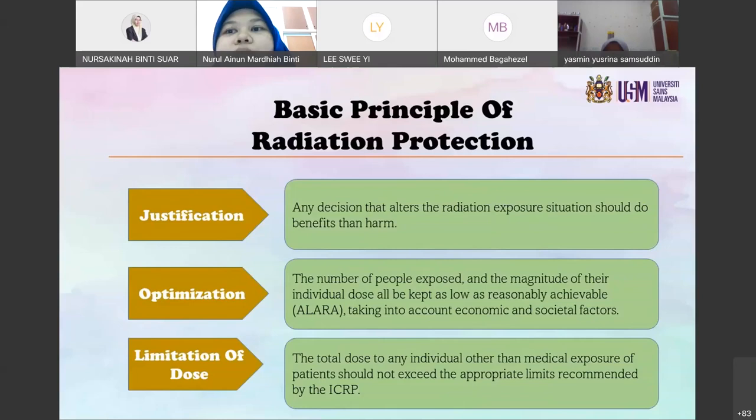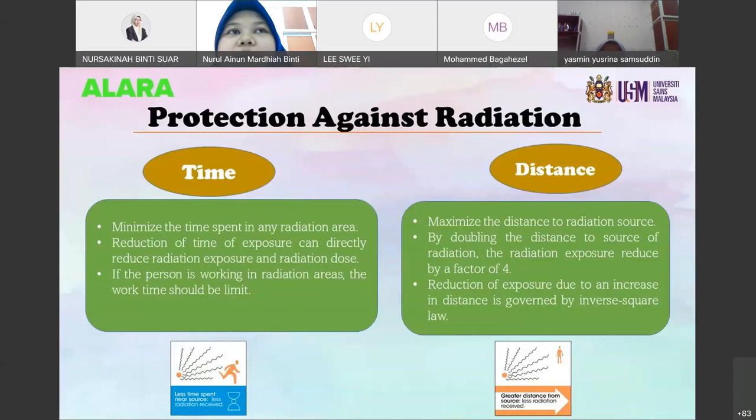What is ALARA? ALARA is a safety principle specifically designed to reduce radiation dose and release of radioactive material. This principle can be applied by using three techniques. First, minimize the time spent in any radiation area. This is because reduction of exposure time can directly reduce radiation exposure and radiation dose. Therefore, the work time should be limited when the person is working in a radiation area.